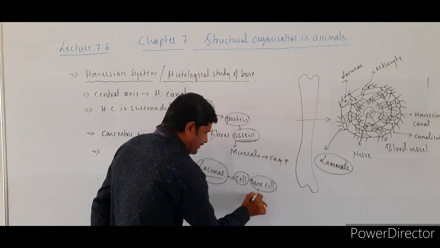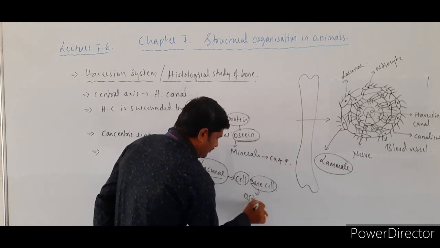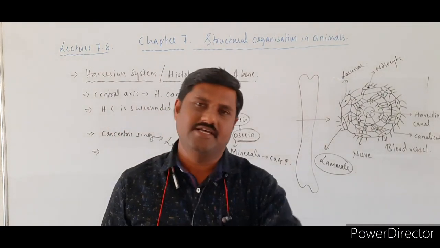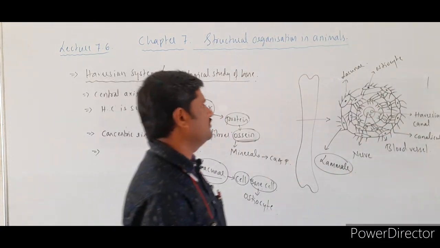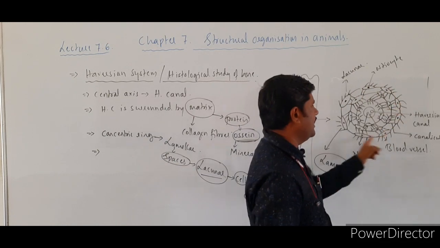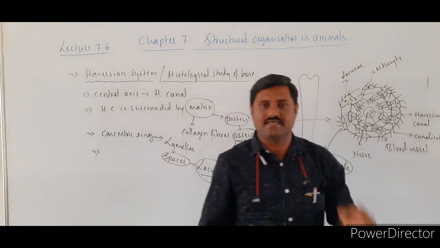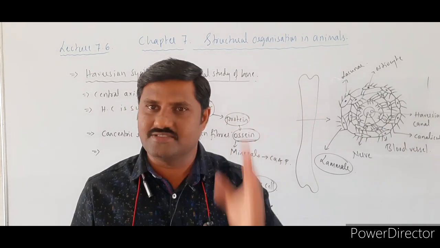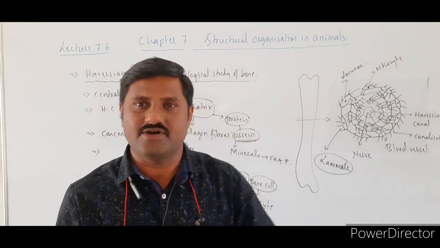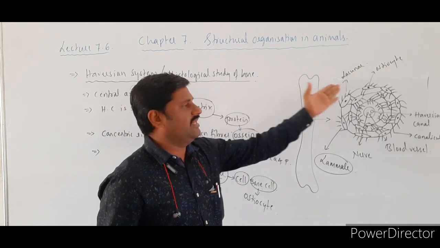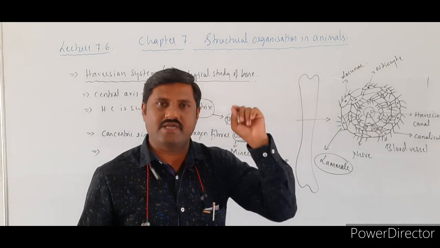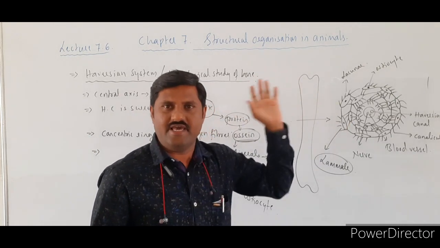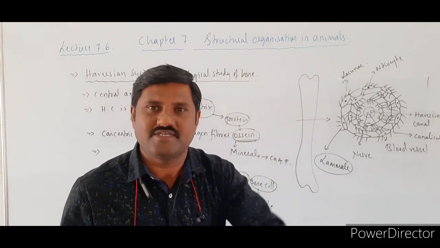Bone cell. This is called an osteocyte. What is it known as? Osteocyte. So many such osteocytes that you come across over here in the concentric rings called what? Lamellae. Lamellae are concentric rings. In each concentric ring, there are many spaces that you come across, and those spaces are called lacunae. Inside the lacunae, osteocytes are present.